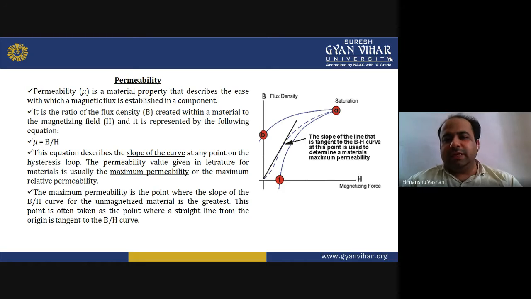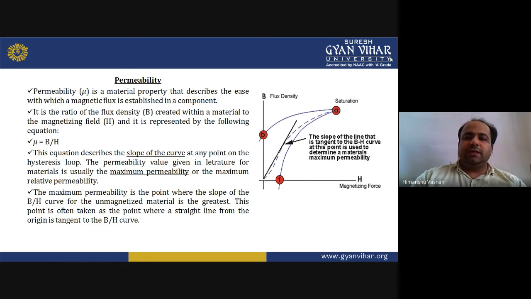You can see in the diagram on the right hand side that the horizontal axis is given by the magnetizing force, that is H, and the vertical axis is shown by capital B, that is the flux density. And you can see the saturation point. The slope of the line, the tangent of the BH curve at this point, is used to determine the material's maximum permeability. And permeability is the ease with which the magnetic flux is established in a component.